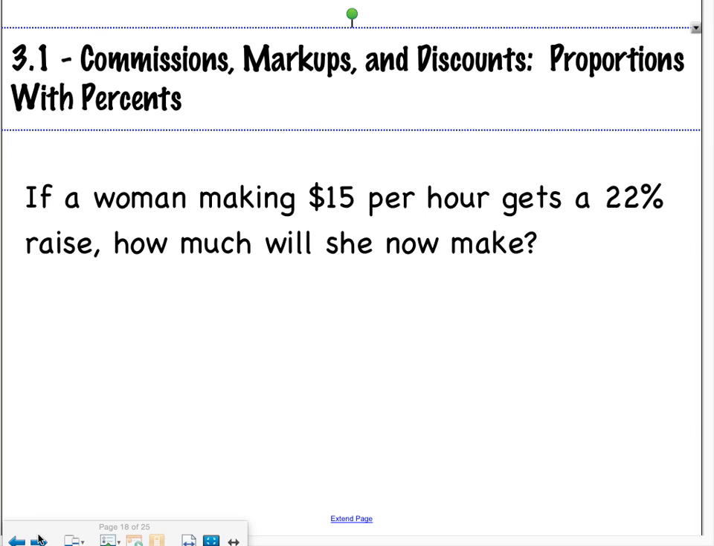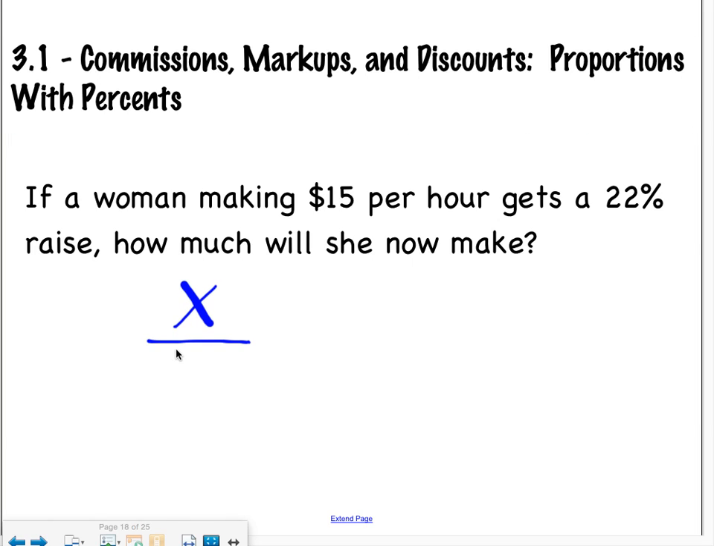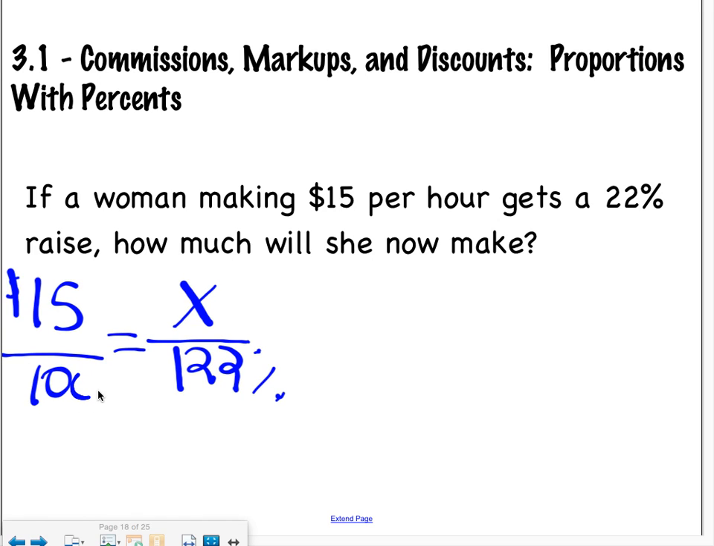Okay, another example of a proportion with a percent. So if a woman making $15 an hour gets a 22% raise, how much will she make now? If we let X be how much she'll make after the raise, that's 122% of what she's making now, which is $15 now, right? She's making 100% of what she's making now. X is the price of what she'll make with a raise. So she's getting a 22% raise. She's making 122% of what she's making now.